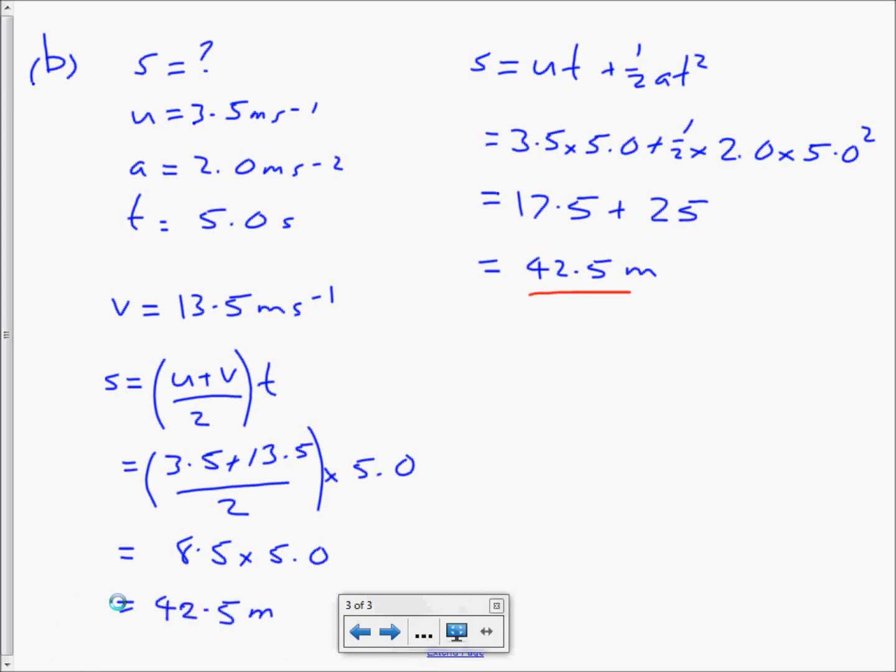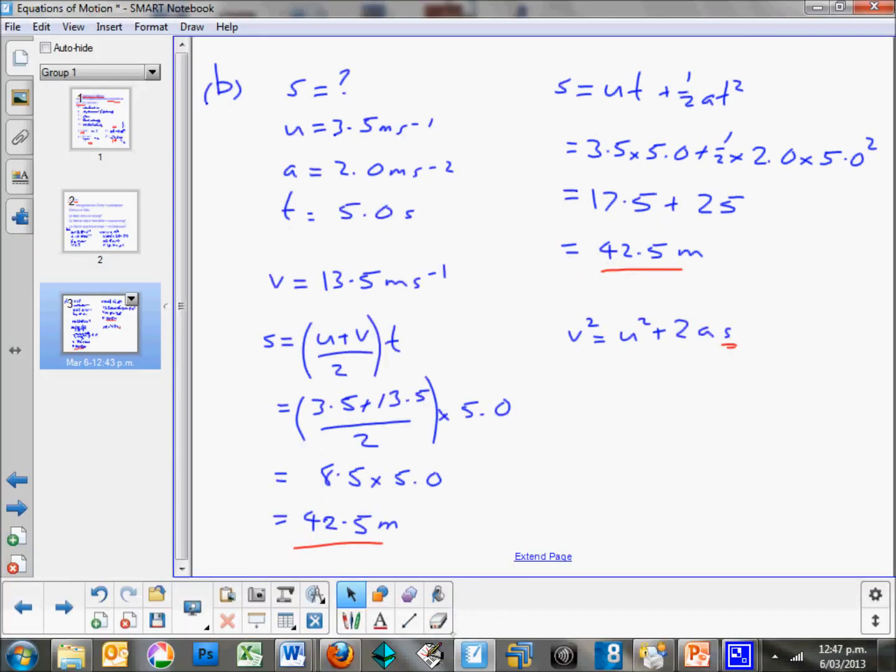meters. All right, and you probably, if you really wanted to, even could have used V squared equals U squared plus 2AS, except that would be a bit messier because the thing you're trying to find is locked in the middle of the equation. All right, so that's the second problem there. Let's create another page just to do the third part.